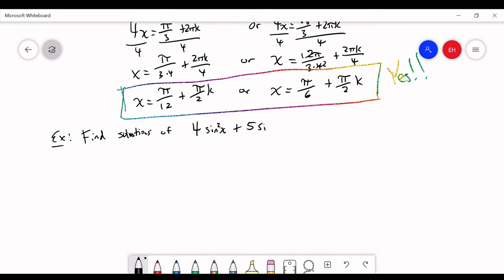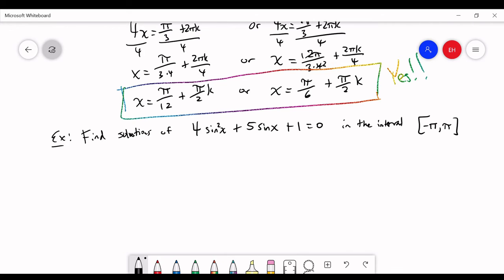Now that squared means, when we write it like that, it means sine of x, and then the whole sine x part is squared. It's not like sine of parenthesis x squared. It's sine x, whole thing squared. Plus 5 sine x plus 1 equals 0.